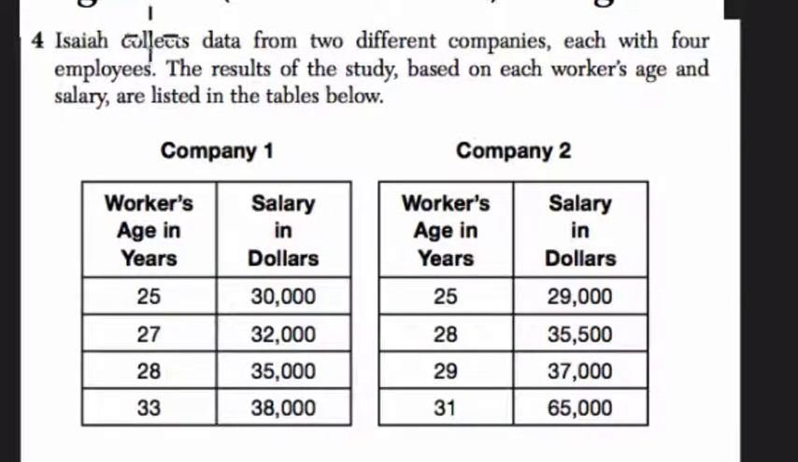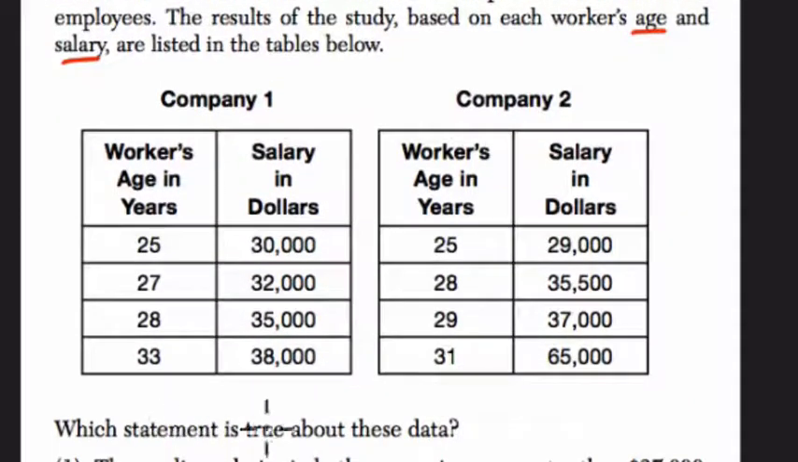So it says Isaiah collects data from 2 different companies, each with 4 employees. The results of the study, based on workers' age and salary, are listed in the tables below. So we see the workers' ages here in this column, the 4 workers for each company, and the money they're making, the salaries. Which statement is true about these data?